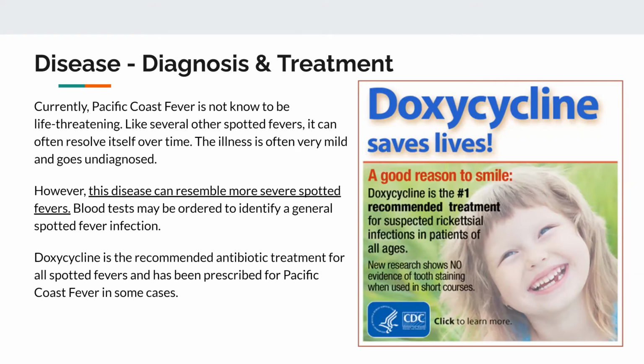As far as diagnosis and treatment of Pacific Coast tick fever is concerned, the associated mild illness often means that the disease goes undiagnosed. Pacific Coast tick fever is not known to be life-threatening and often resolves itself over time. When medical care is sought, it can be difficult to distinguish Pacific Coast tick fever from other spotted fevers. However, blood tests may be taken to identify a general spotted fever infection, and doxycycline can be prescribed. Doxycycline is the most commonly recommended antibiotic treatment for all spotted fevers.